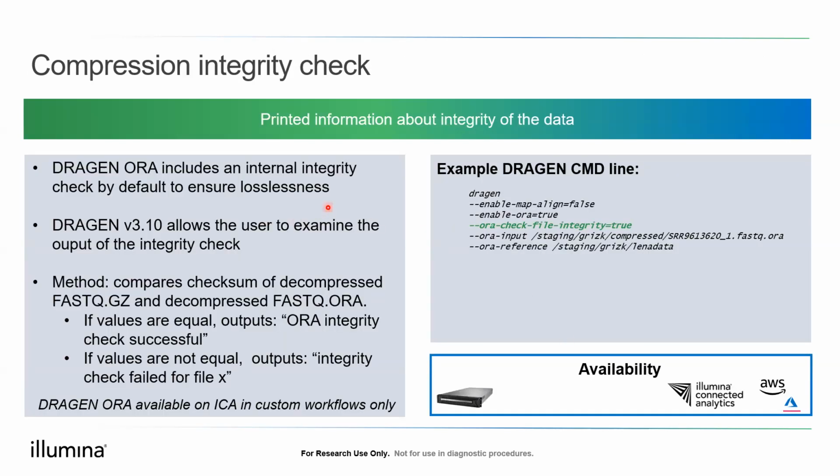DRAGEN ORA also includes an internal integrity check. So this confirms basically that the compressed file is lossless. You can enable this capability by simply setting this command. And what it does as a method, it compares the checksum of the decompressed FASTQ.gz and the decompressed FASTQ.ora. And if the files have equal outputs, we will say the integrity is good. So again, just a quality check to confirm that the files have been correctly compressed and there is no loss.